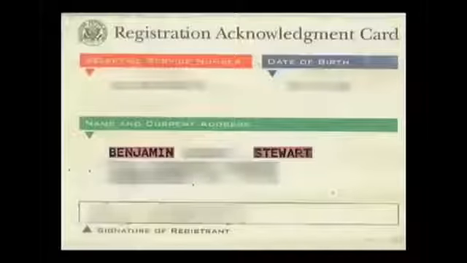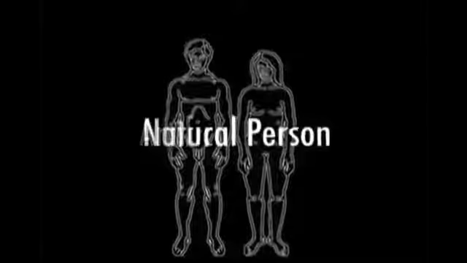You may take notice that your driver's license, birth certificate, social security card, insurance cards, and more use all capital letters to legally represent the corporation with your name, not you. The corporation is known as an artificial person, whereas you, the human being, are known as a natural person.